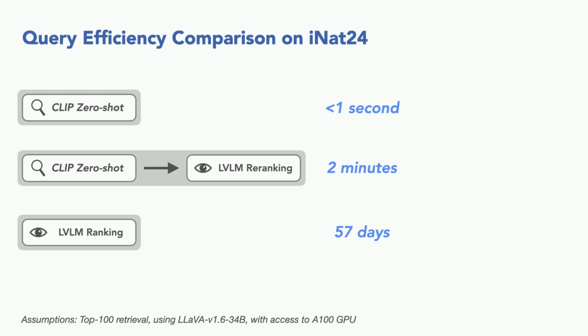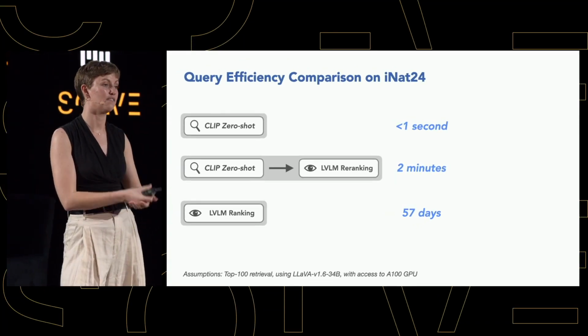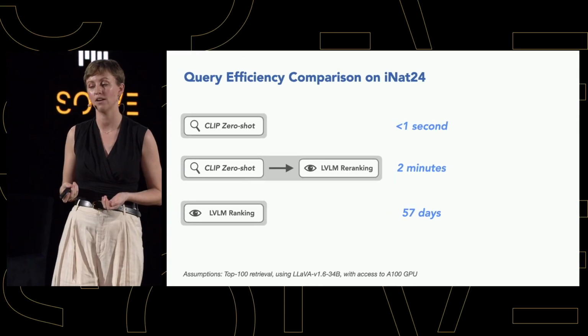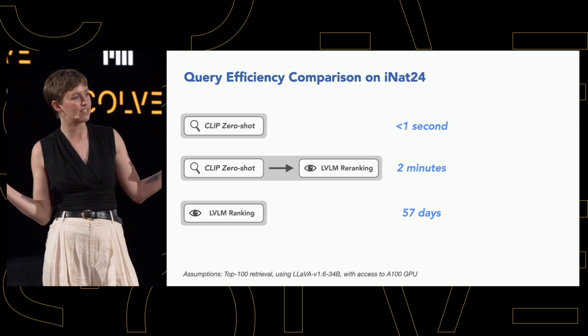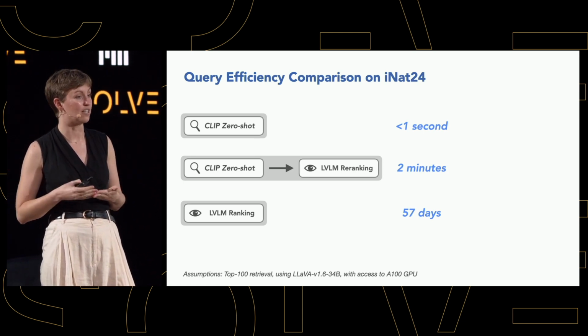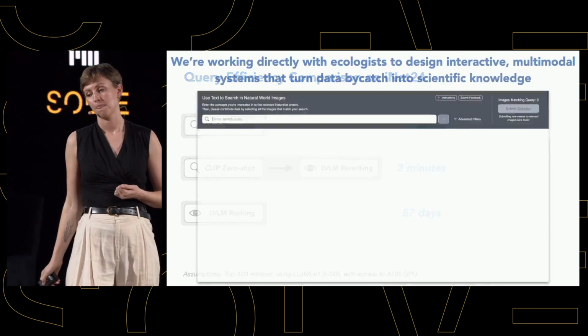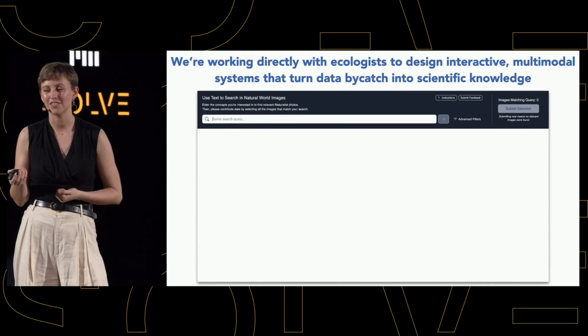LVLM is expensive, right? If we wanted to run a single query using LVLM over all 170 million images, it would take about 57 days. But by pairing the efficiency of a standard CLIP model with the accuracy of these LVLM models, we can find a sweet spot where you can get a return from 170 million images that's accurate in about 2 minutes. And of course, we're working on trying to make this more efficient.